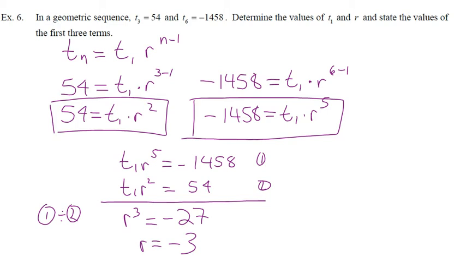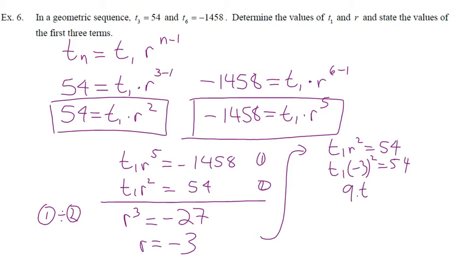Okay. Now, what's T1? Well, we go back to one of these original equations, right? So from here, T1 r squared is 54. T1 times negative 3 squared is 54. 9 times T1 is 54, and T1 is equal to 6. So it's 6 times negative 3 is negative 18, times negative 3 is positive 54. Okay, so we've got T1, we've got R, we've got T1, T2, T3.